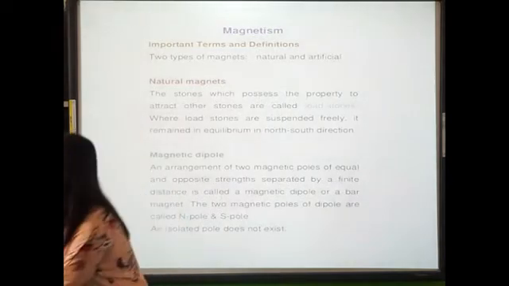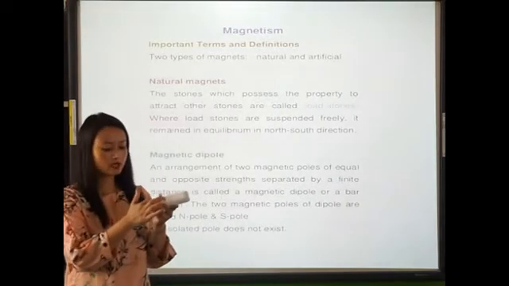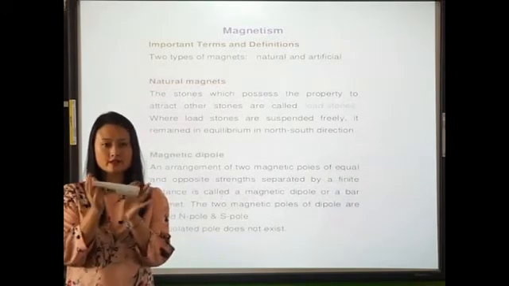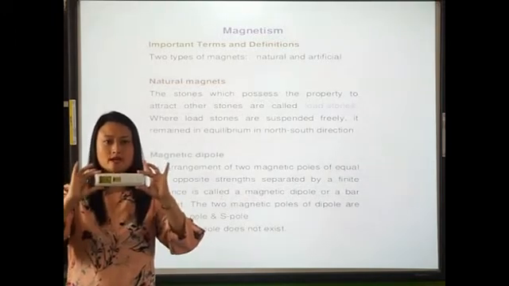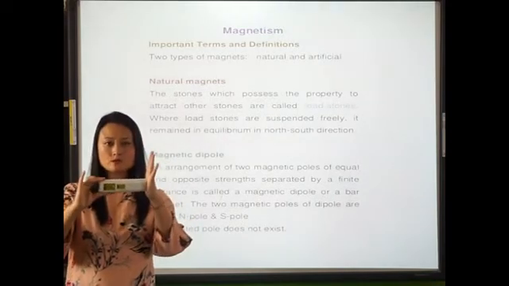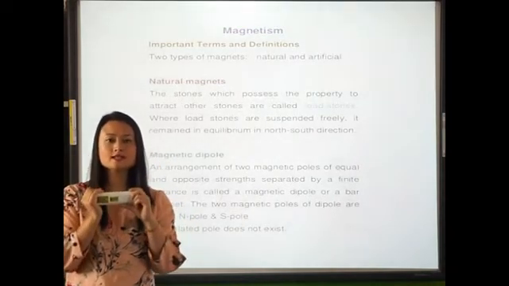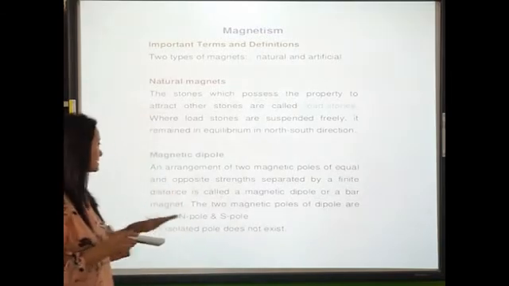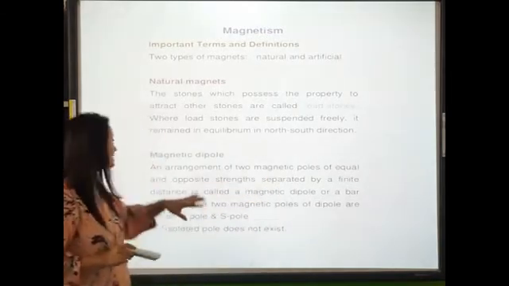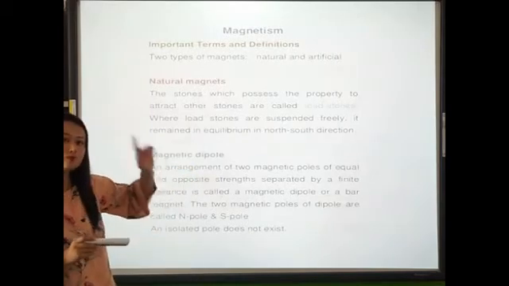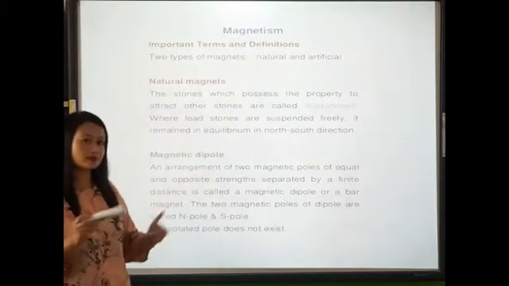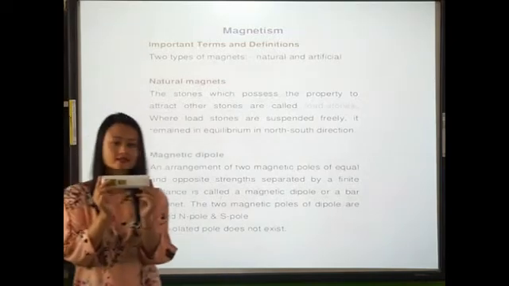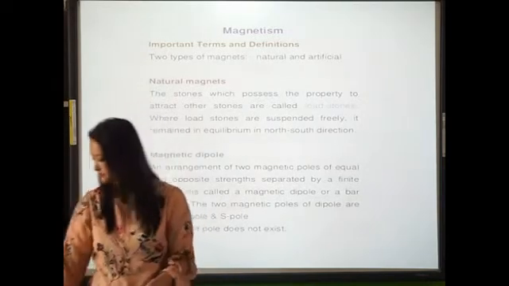You cannot say that you have a north pole here or somewhere here unless you break it. If it's a solid bar, unless broken, you have the north pole at one end and the south pole at the other end. So when you say magnetic dipole, that is an arrangement of two magnetic poles of equal and opposite strength separated by a finite distance. This is your magnetic dipole.